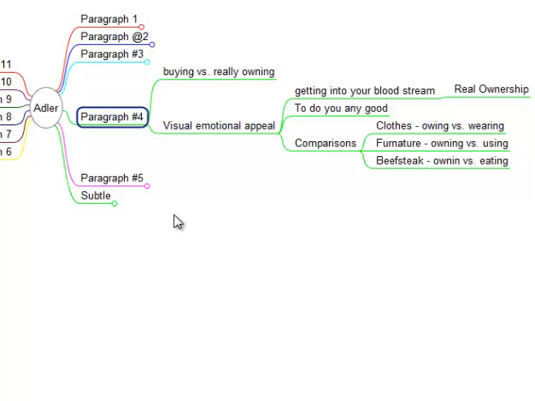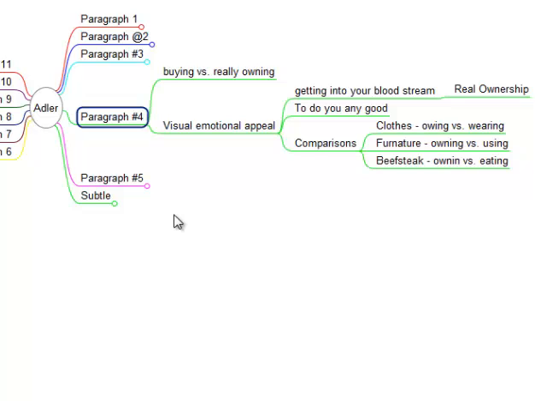And so people can put themselves into it. If they relate to clothes, they can relate to the difference between having it feel good on them and having it in the closet. Same thing with furniture, being able to sit on it and enjoy it versus just having it sit there covered in plastic. And of course, eating food, he says beefsteak, could be anything, so that it actually does a body good. It gets you into your body and does a body good. And that's where he does the do-any-good piece.